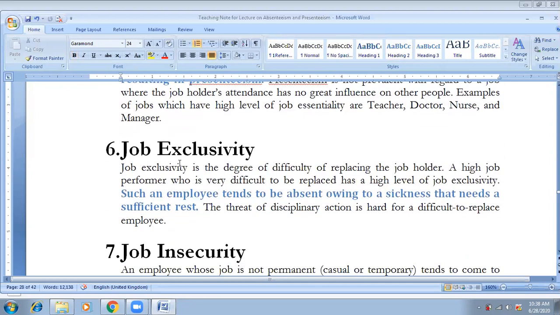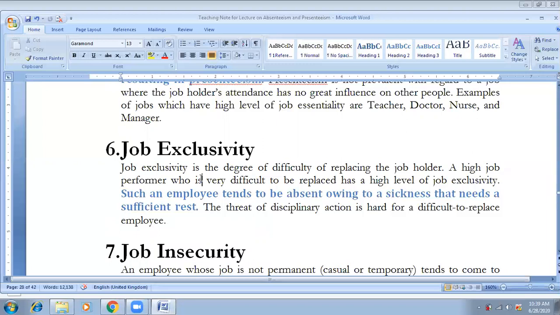Then job exclusivity, the degree of difficulty of replacing the job holder. Assume I am your boss and you are my employee, a very outstanding, unmatched person. It is difficult for me to replace you because there is no substitute for you, or finding a substitute takes a lot of time. Then of course you have job exclusivity. When you get sick, there is no threat of disciplinary action, which is hard. You have the freedom: you are sick, so you can take leave and be at home.